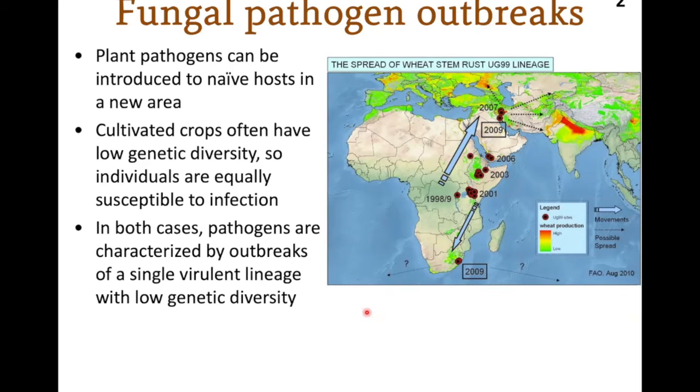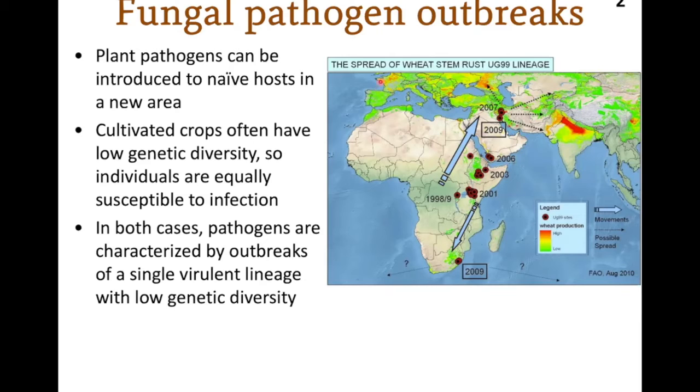The second way that you'll also be familiar with is cultivated crops. Usually these are planted as a monoculture, which means that they have low genetic diversity. Genetically, the plants are all extremely similar to one another. That means that all those individuals in those monoculture populations are equally susceptible to being infected by a fungal pathogen. If you happen to have a pathogen that is virulent against one, it'll be virulent against them all. And so in both cases, the pathogens are characterized by outbreaks of a single virulent lineage that sweeps through and has low genetic diversity.